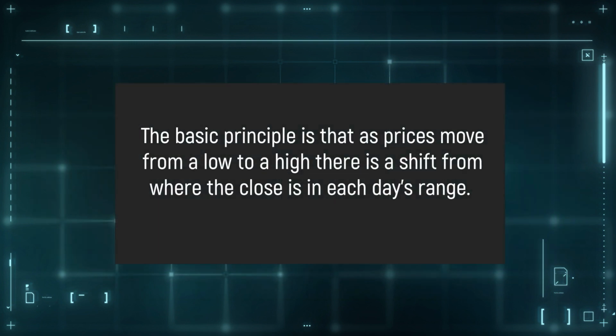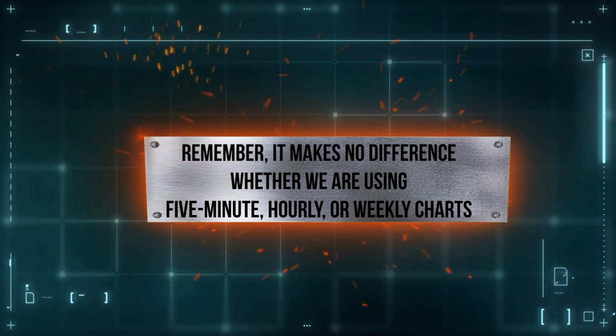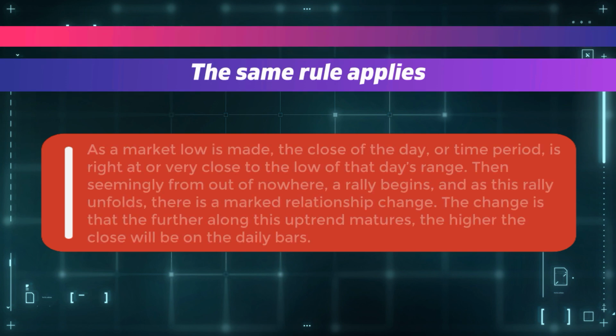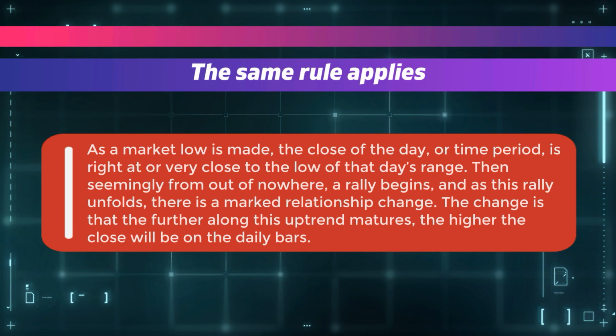The basic principle is that as prices move from a low to a high, there is a shift in where the close is in each day's range. Remember, it makes no difference whether we are using 5-minute, hourly, or weekly charts. The same rule applies. As a market low is made, the close of the day, or time period, is right at or very close to the low of that day's range.